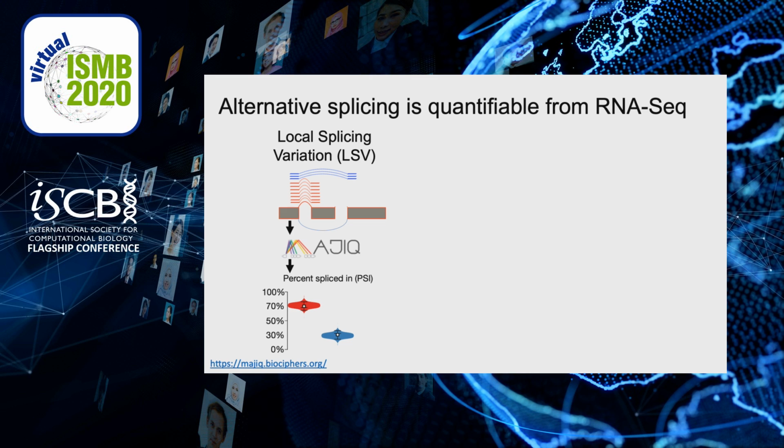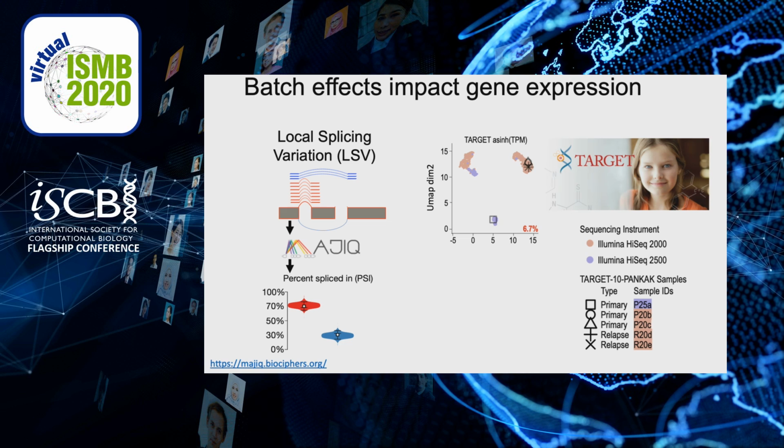For our first experiment, we wanted to quantify to what extent confounding factors are even a problem for splicing analysis at all, because it's well established that batch effects impact gene expression. What I'm showing here is a UMAP of gene expression from 870 RNA-seq samples of B-cell acute lymphoid leukemia from the TARGET consortium. As you can see, the samples cluster in groups, and the groups' colors correspond to two different batches.